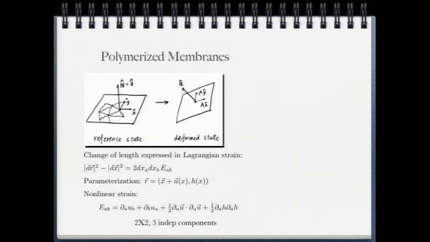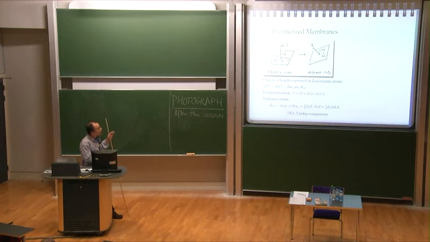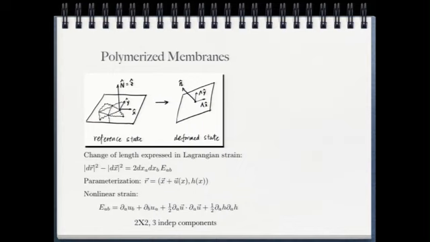A slightly more complicated example is a polymerized membrane, a crystal membrane. It's a two-dimensional solid embedded in three-dimensional space. Let's choose the coordinate system such that the normal of this sheet, the membrane, is along the z-axis. This is the reference state. Then in the deformed state, the membrane is tilted and deformed. What's shown here is not the whole membrane, it's really a small part of the membrane, which can be treated as flat even in the deformed state.